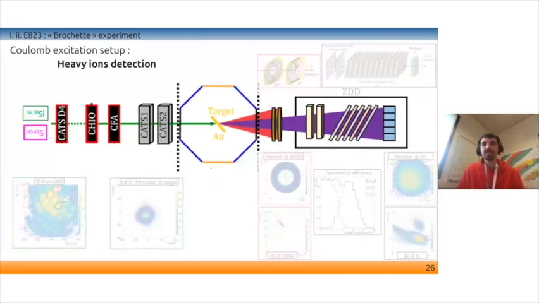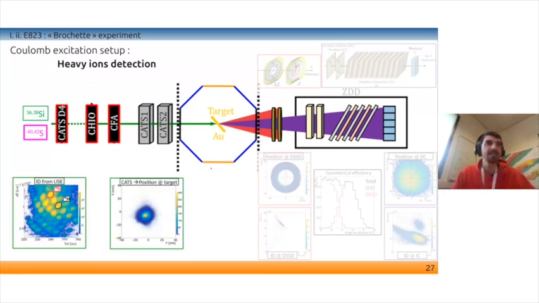So I will dig into detail for the Coulomb excitation setup, where many auxiliary detectors were used to perform heavy ion detection. We already saw this identification matrix that we use directly from the identification of LISE. We also use CATS tracker detectors in order to reconstruct the position at the target and the incoming angle on the gold target, which is a Pulex target.